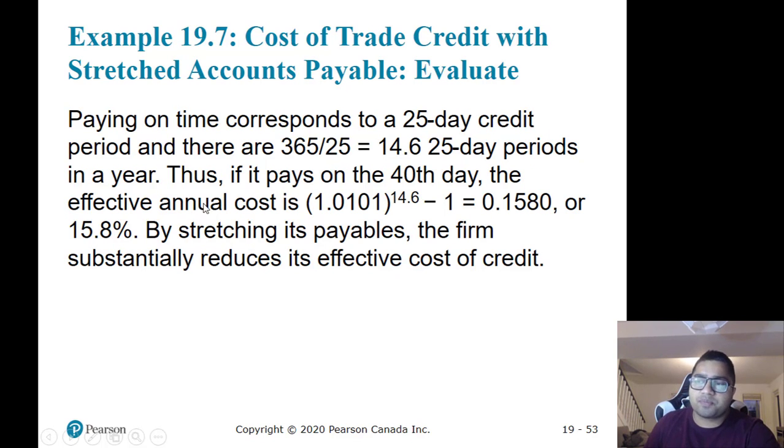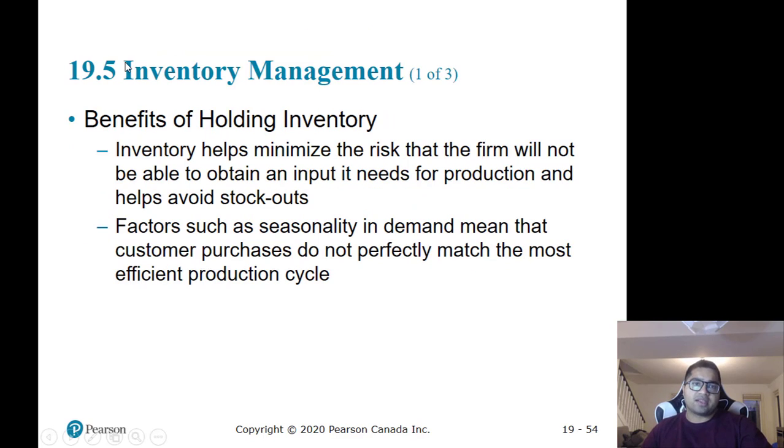But what happens if you pay it on the 40th day? If you pay it on the 40th day, you get credit only for 25 days. So 365 divided by 25 is 14.6. So 1 plus the interest rate to the power 14.6 gives 15.80%. So the cost of credit substantially goes up.